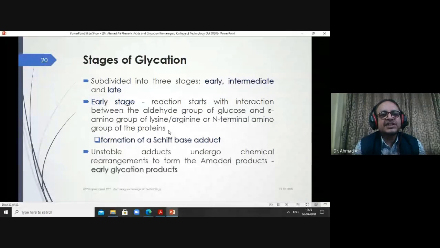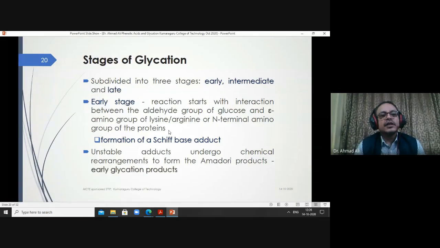So, glycation can be divided into three stages: early, intermediate, and late stage. Early stage is the one where the carbonyl group of the sugars, or to be very specific, the aldehyde group of the glucose and the epsilon amino group of lysine or arginine or the N-terminal amino group of the proteins react with each other in the absence of enzyme. This process does not require any enzyme. Just to differentiate from another process which happens in the endoplasmic reticulum and the Golgi apparatus, where the proteins are naturally modified with the sugars, that process is known as glycosylation, and that happens in the presence of enzyme. Here, this process is completely non-enzymatic.